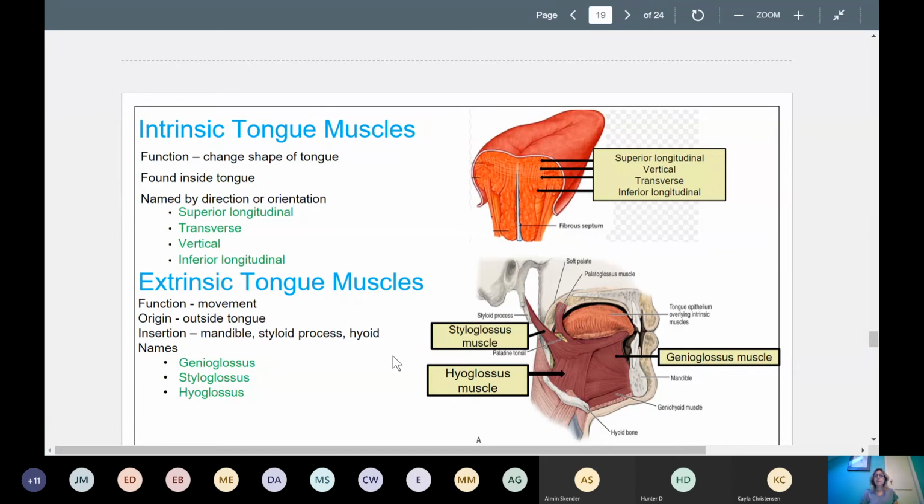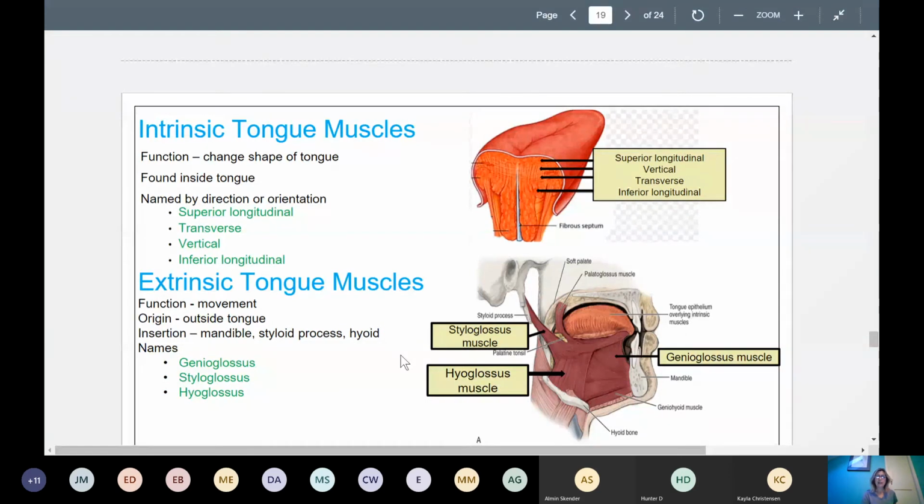Okay, extrinsic muscles. These are the ones we really want to pay attention to. You've got your genioglossus, your styloglossus, and your hyoglossus. They are responsible for movement, sticking out your tongue, pulling it back in, moving it side to side. They are located on the outside of the body of your tongue, and they insert into either the mandible, the styloid process, or the hyoid.